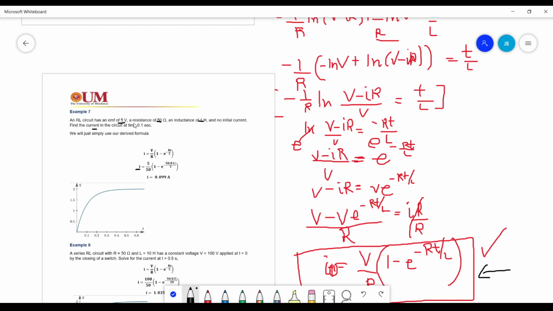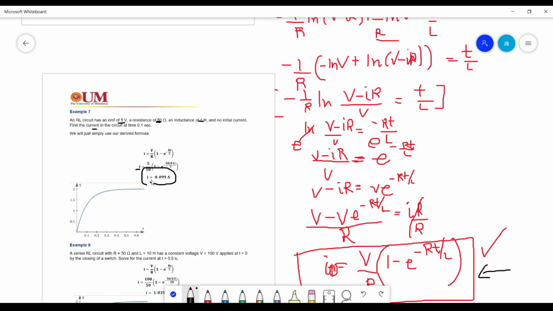So the voltage is given, that's 5 over resistance, which is 50. Then 1 minus e raised to the negative 50 ohms times 50 times the time, which is 0.1 over the inductance, which is 1. So your I will now be approximately 0.099 amps. Okay, so please also familiarize yourselves with the units of inductors, resistors, voltage, and the current.